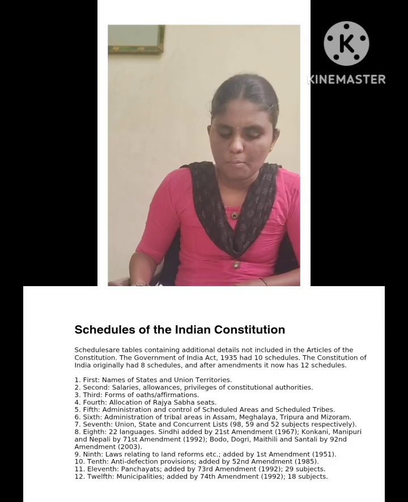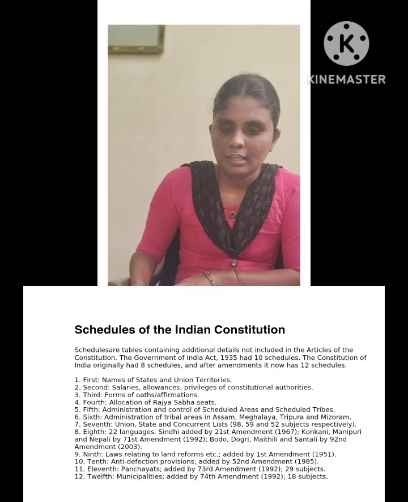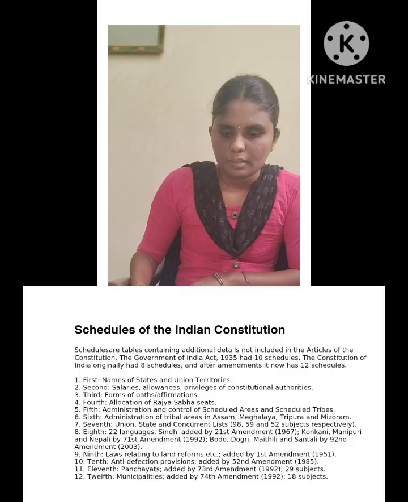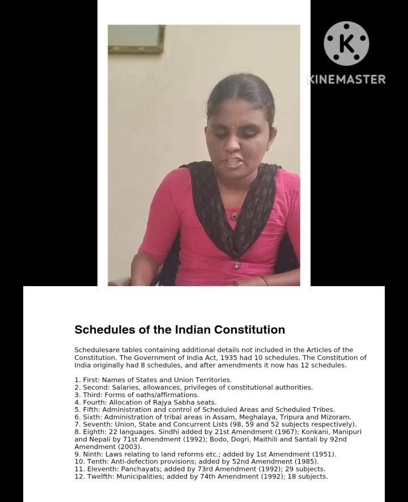This schedule talks about the provisions in relation to the allocation of seats for states and union territories to Rajya Sabha, right? In Rajya Sabha, seats were allocated for states and union territories, right? These details are given in this fourth schedule, right? Now let's move into the fifth schedule.